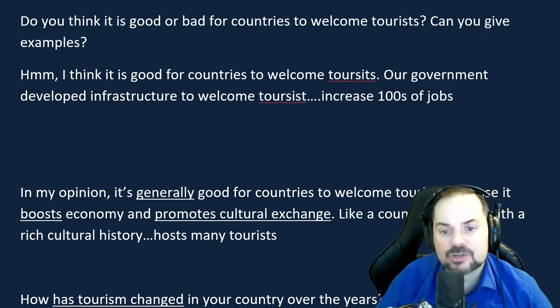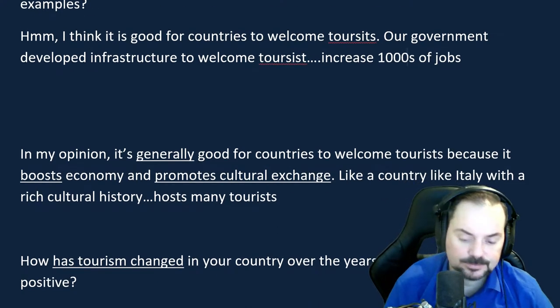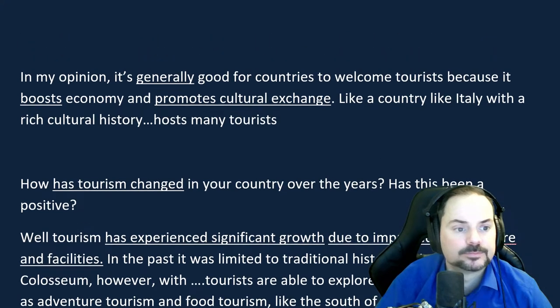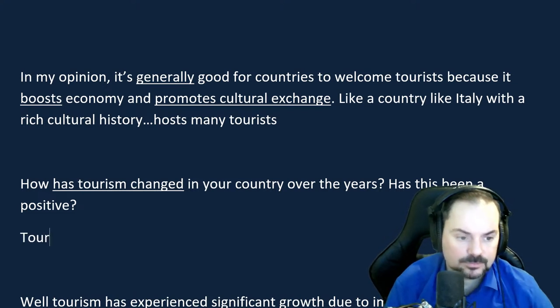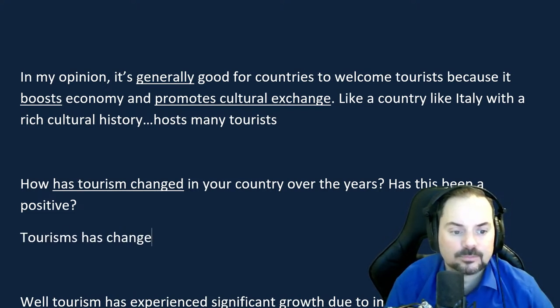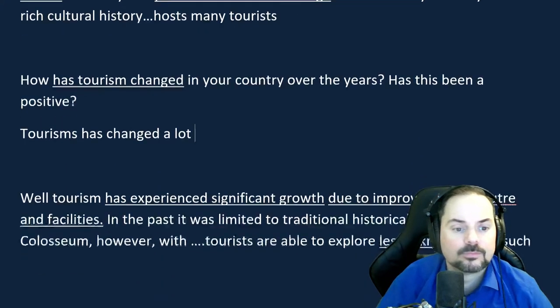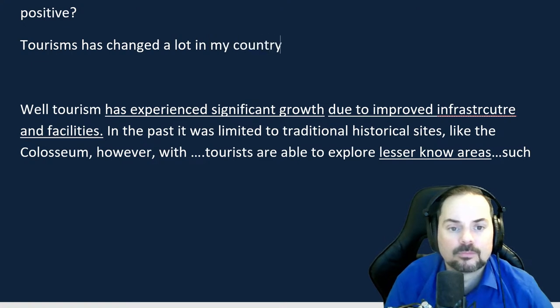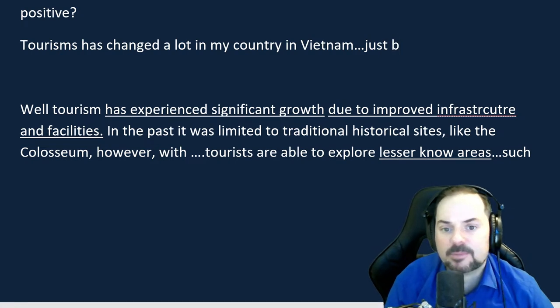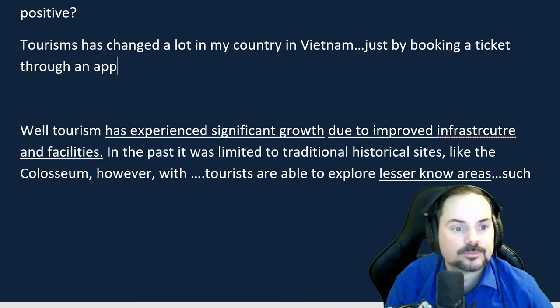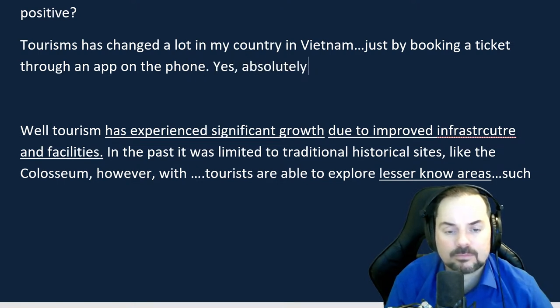Has tourism changed in your country over the years? Tourism has changed a lot in my country, Vietnam, over the last 10 years. In the past, citizens tended to travel within the nation because of the cost and the transportation issue. But nowadays, they can easily fly to other nations just by booking a ticket through an app on the phone. Has this been a positive? Yes, absolutely. The government pays more attention to the investment budgets on the infrastructure of tourism so that the national economy has been enriching dramatically for 50 years.